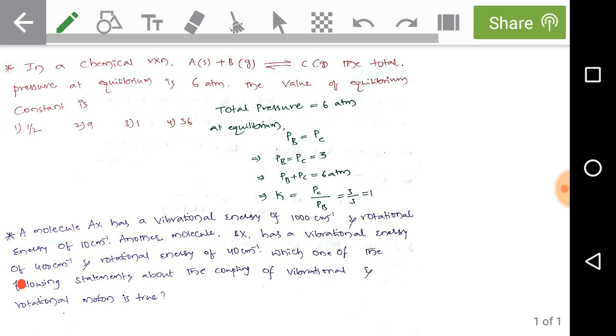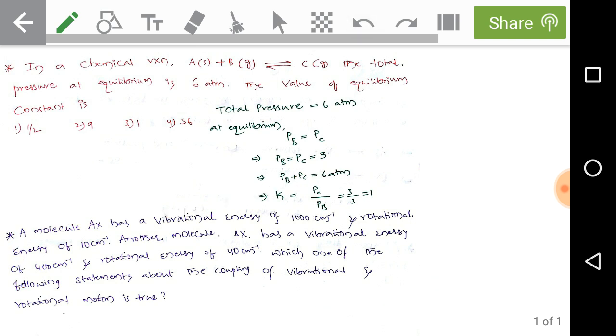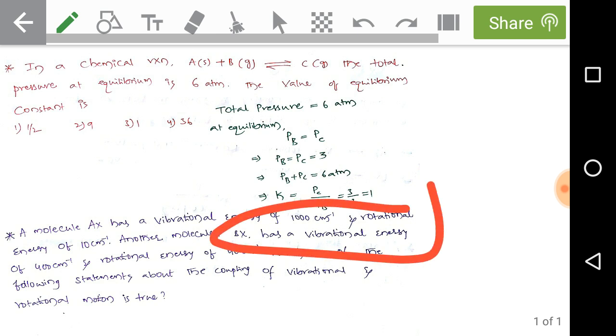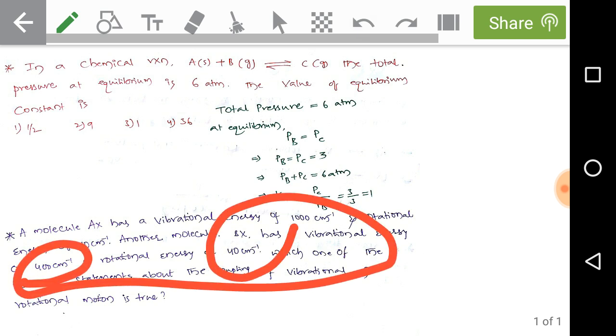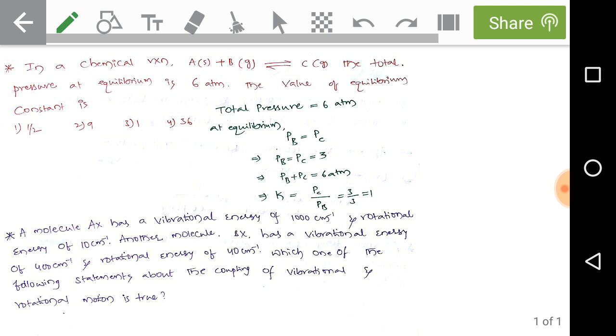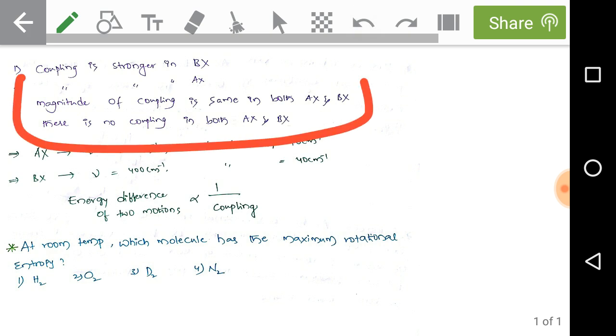Next one, a molecule AX has a vibration energy of 1000 and rotational energy of 10 centimeter inverse. Another molecule BX has a vibration energy of 400 and rotational energy of 40 centimeter inverse. Which one of the following statements about the coupling of vibrational and rotational motion is true? So here we are given different combinations as options.